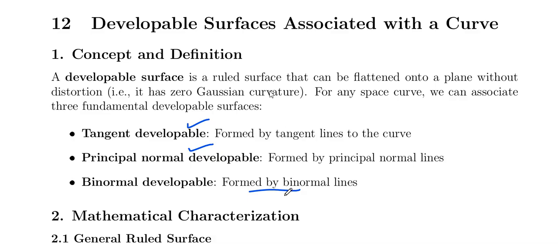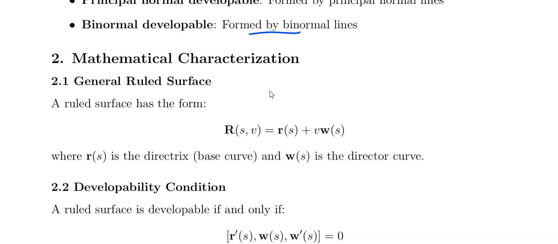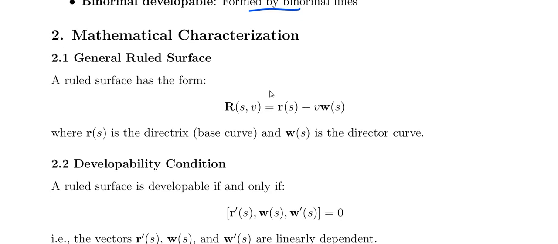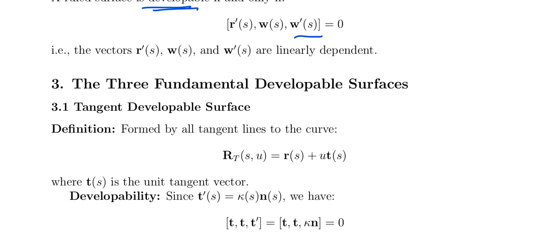So what is the proper mathematical characterization? A ruled surface has the form r of s comma v equal to r of s plus v w of s. Here r of s is called the directrix, that is the base curve, and w of s is the director curve. As for the developability condition, the ruled surface is developable if the box product of r dash of s, w of s, w dash of s equals 0. This is called the developability condition.